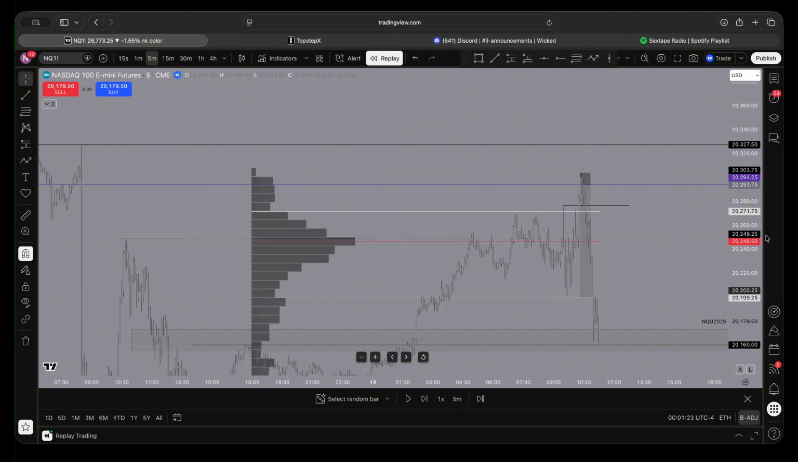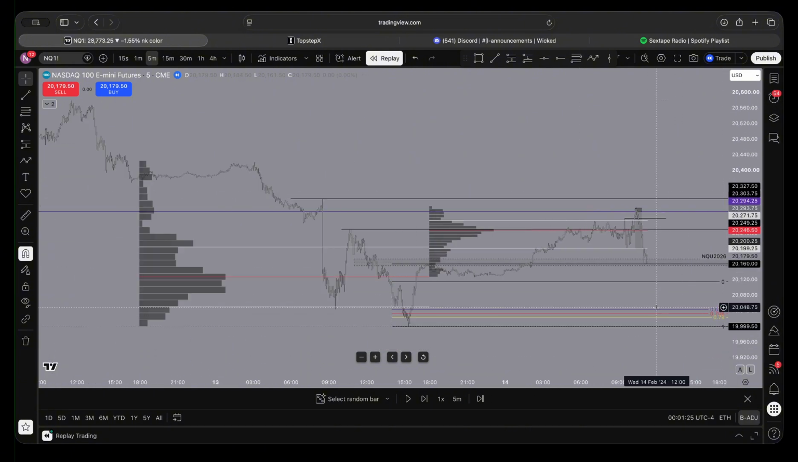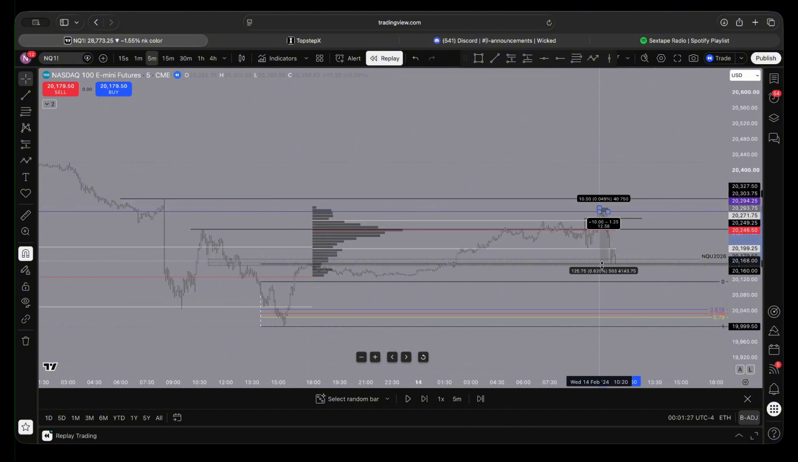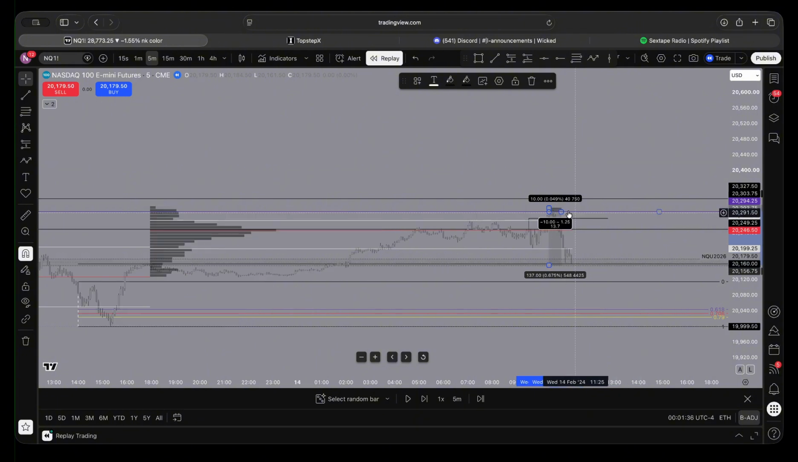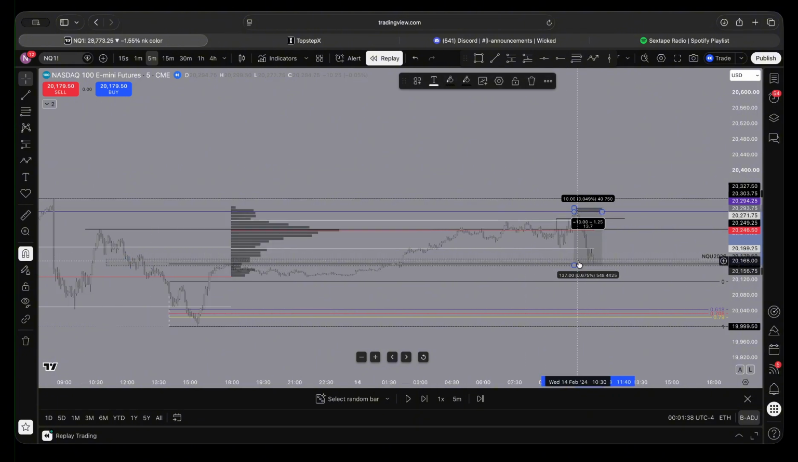Even the SMC is pretty good. That's what I love doing. But yeah, bro, that's my strat right there. Just really volume area high, volume area low, point of controls. That's what I love doing.